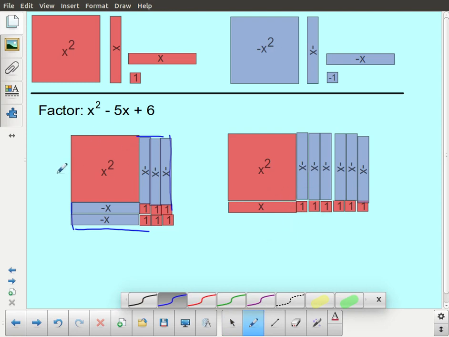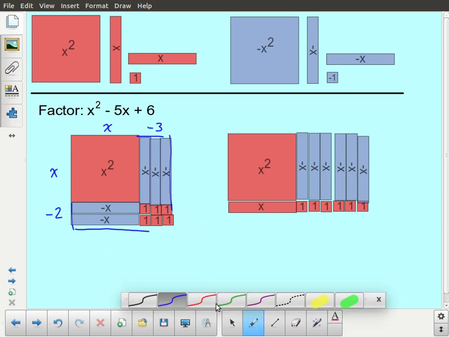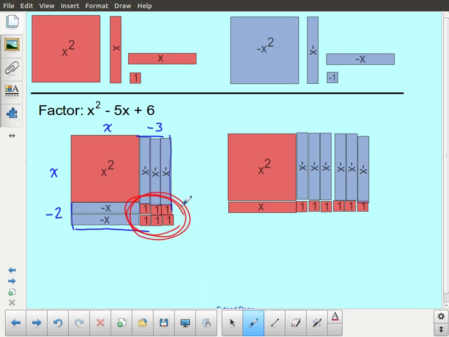So first of all, let's go over here. This one is x by x. This is -3. This is -2. And the important part that I want to focus on is here. -3 times -2 is equal to +6.